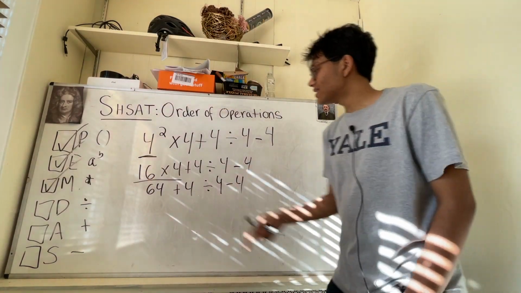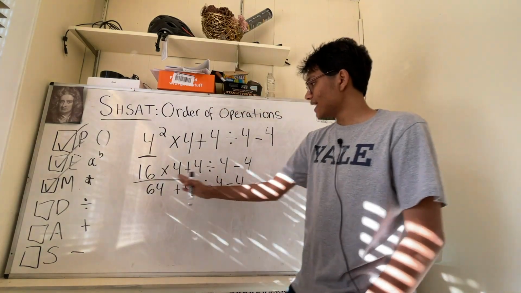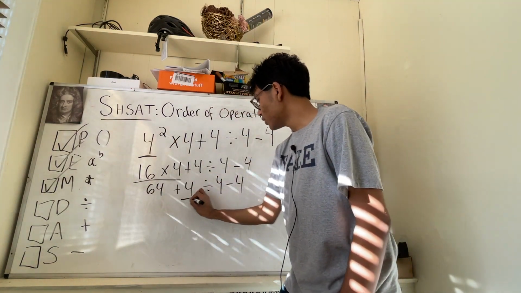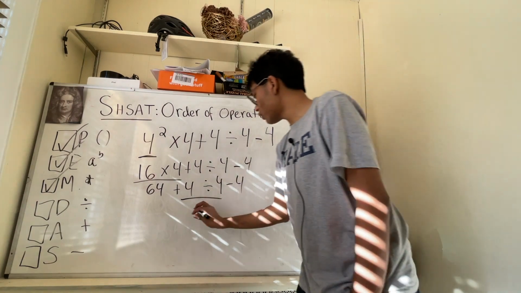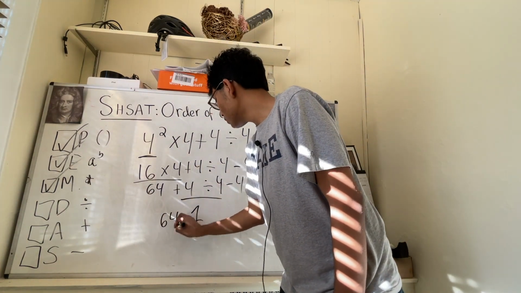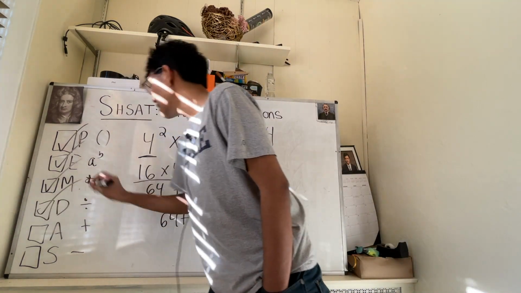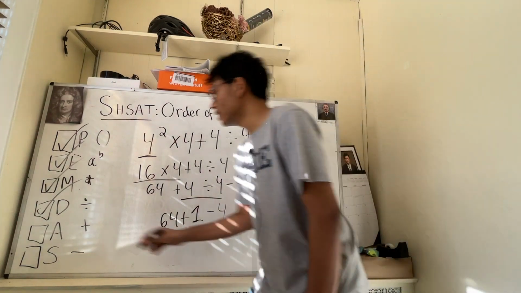Next one up is division. Do we have any division? Any division at all? Well, look, scanning, scanning. Boom, we have division. 4 divided by 4, that's gonna be 1. And drop everything else down. 64 plus 1 minus 4. We're done with division.